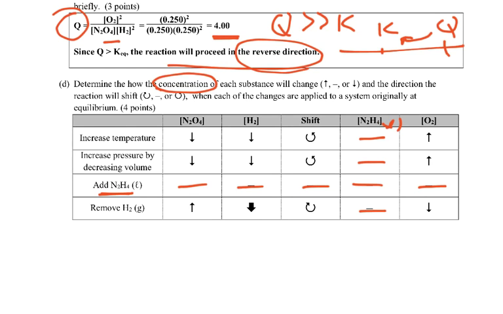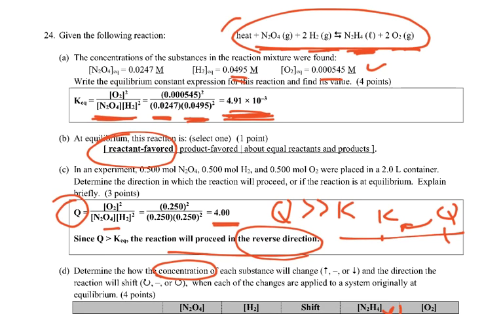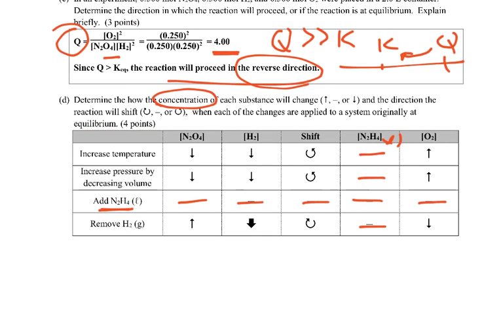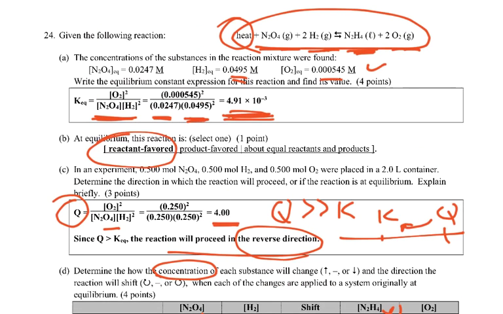Okay, as we increase the temperature, okay, heat, we remember, is way over here on the left side. So if we increase the temperature, there's too much heat. It's going to shift to the right, and that means this is going to go up, and our reactants are going to go down.